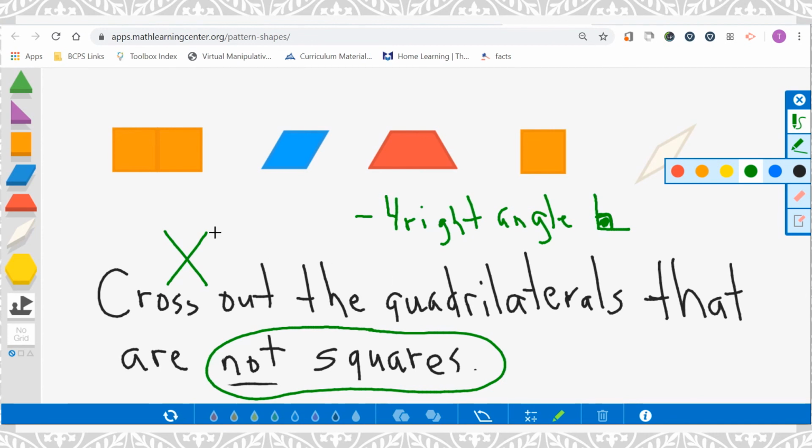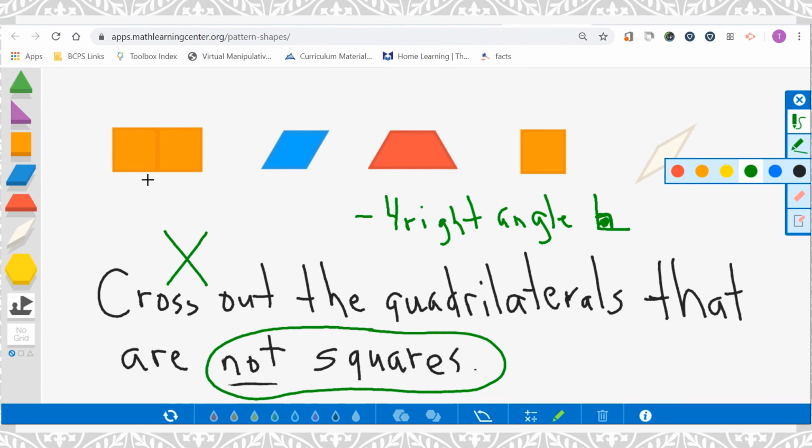So let's start looking at each of these quadrilaterals, moving from the left to the right, and let's see which of these quadrilaterals have 4 right angles. If they have them, we're going to leave them alone. If they don't have 4 right angles, then we're going to cross them out.